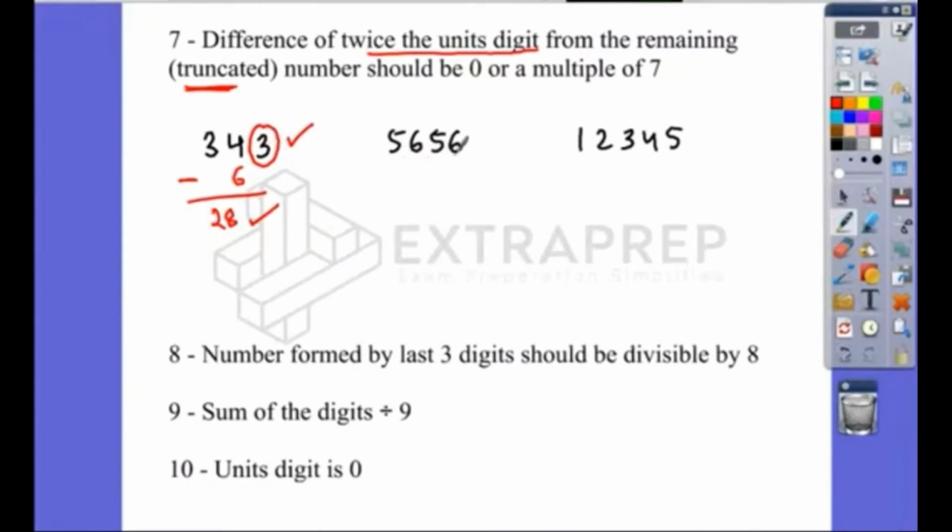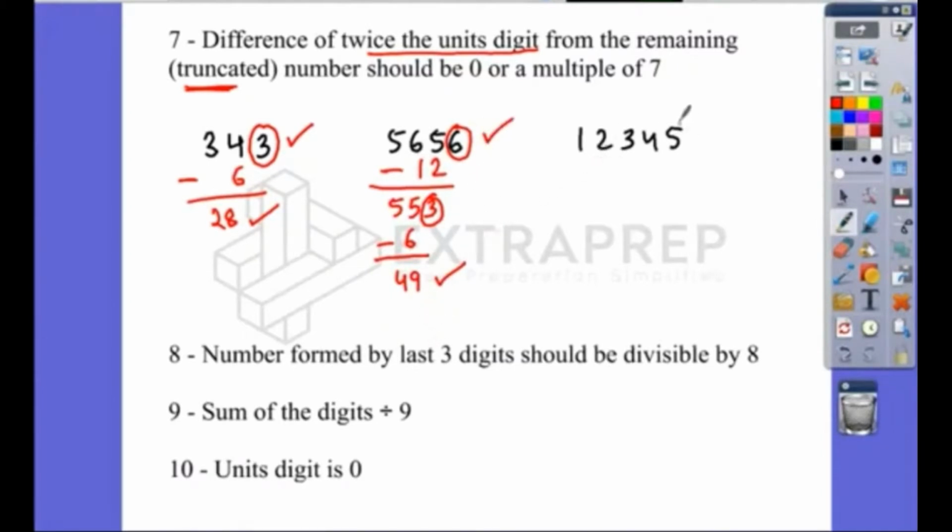Then 5656. The units digit is 6. Twice will be 12. Difference is 553. Okay. Now we'll have to check if 553 is divisible by 7 or not. Let's repeat the process. Twice the units digit is 6. Subtract. You're getting 49, which is divisible by 7. So 5656 is also divisible by 7.